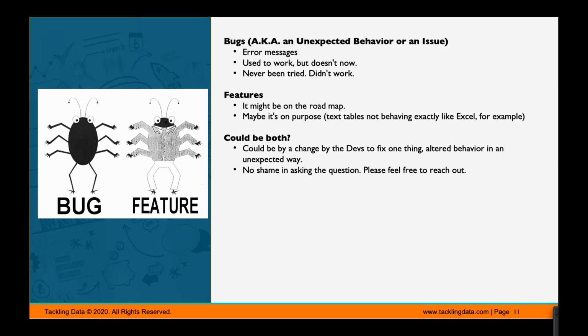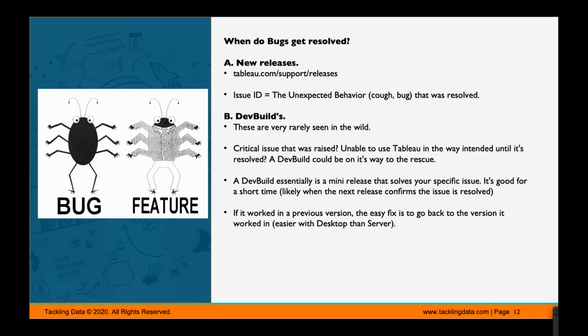And there's no shame in asking the question if you like, well, it used to work and it's a little bit different now. So you can always reach out to support and ask if that's expected behavior now. When do bugs get resolved? New releases. So actually, it was always going to happen in the release. And then you'd have an issue ID and that shows where the unexpected behavior, also known as a bug, got resolved.